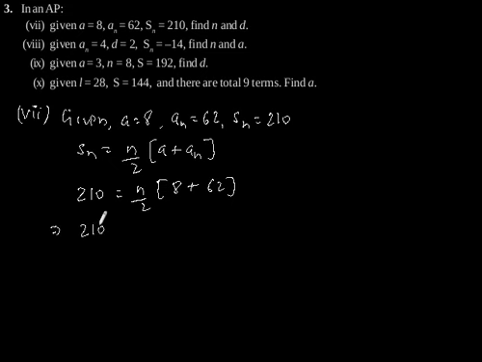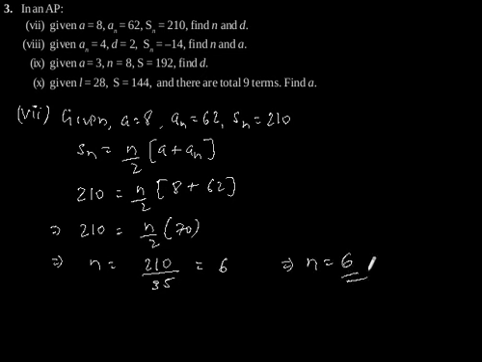This implies 210 is equal to n by 2 into 70, which implies n is equal to 210 by 35, which is equal to 6, which implies n is equal to 6. Now let's find out the value of d.